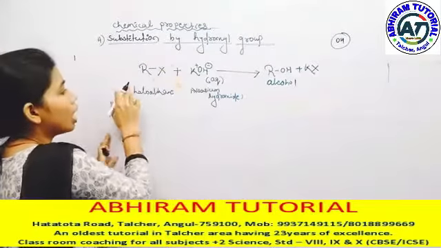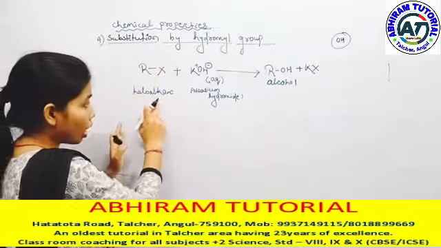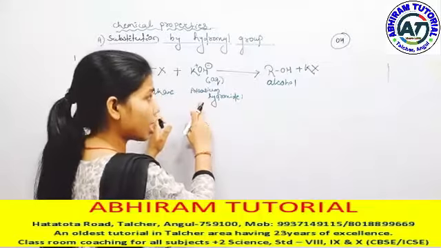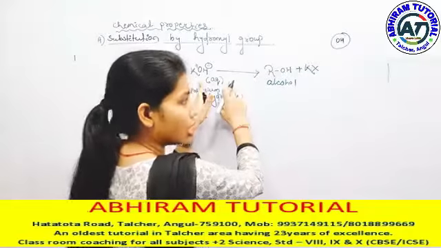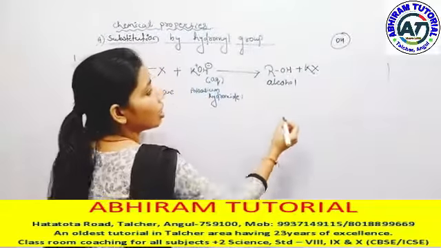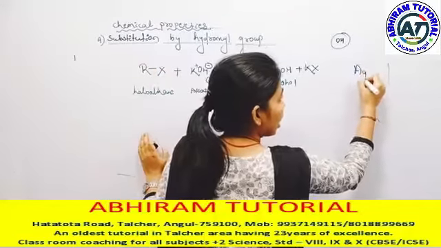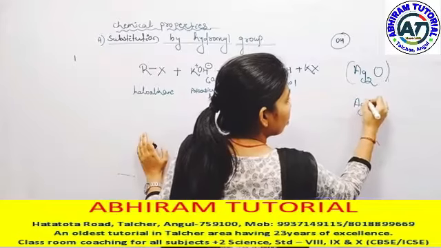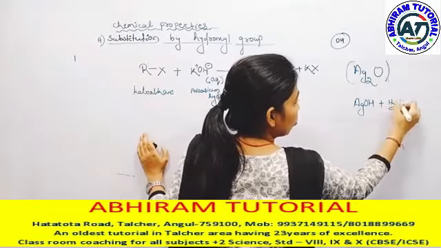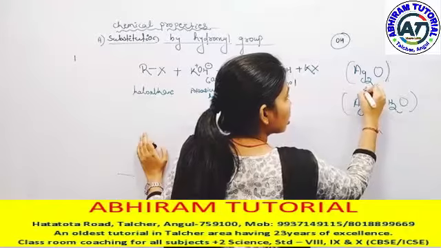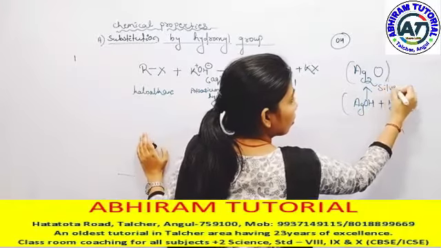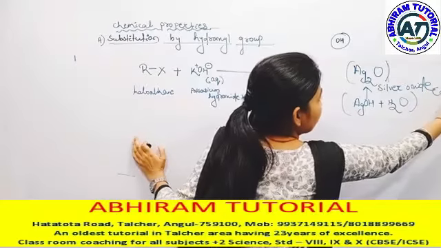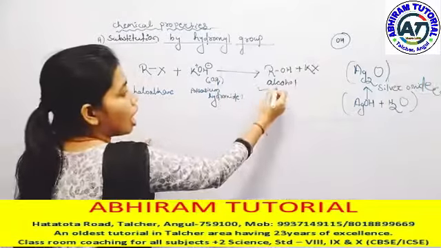Here, when haloalkane reacts with potassium hydroxide in aqueous state, or with moist silver hydroxide (Ag2O plus H2O, that is, moist silver oxide), it gives us alcohol.